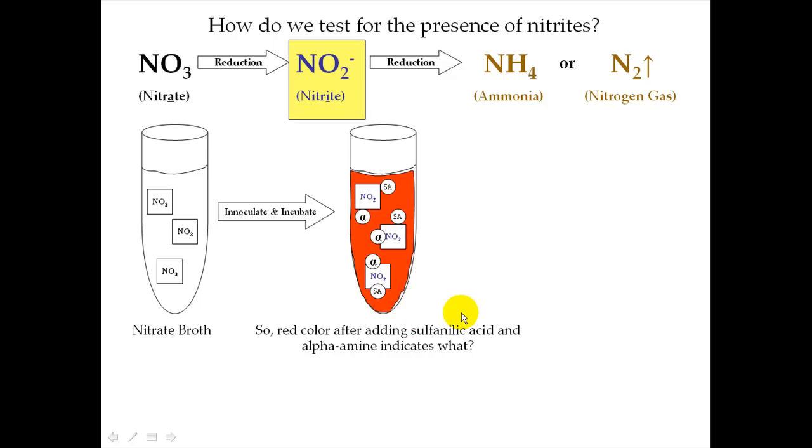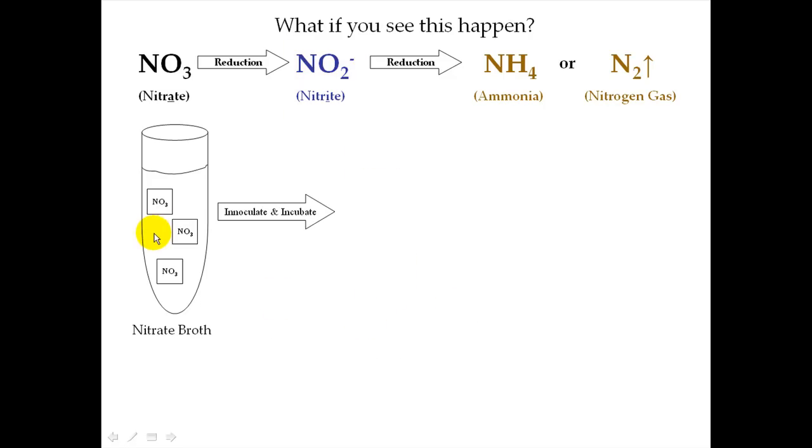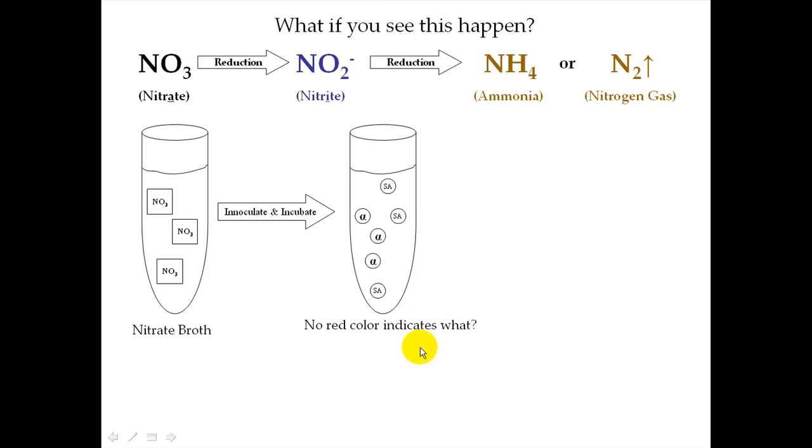What if you see this happen? Right, so what if you inoculate the nitrate broth with bacteria, you incubate it, afterwards you add those nitrite detectors, the sulfanilic acid and the alpha-naphthylamine, and you see no red color. Right, so what would that indicate? Well, again, these chemicals serve as nitrite detectors. So if they don't produce a red color, all it tells you is that there's no nitrite in that tube. And if there's no nitrites in this tube, that could actually be due to one of two reasons.